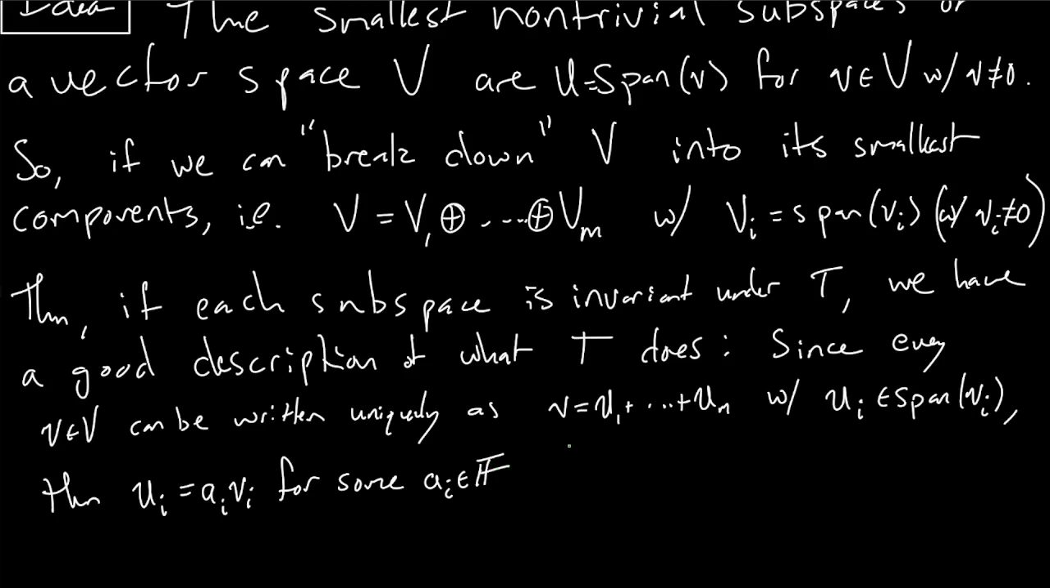Okay. So if you have V written as a direct sum of one-dimensional subspaces, then every vector can be written uniquely as a sum where each piece comes from one of those one-dimensional subspaces. And we know that those one-dimensional subspaces are just collections of scalar multiples of the vector that generates them via its span. All right, so how does this tell us what T does? Well, here's the answer.